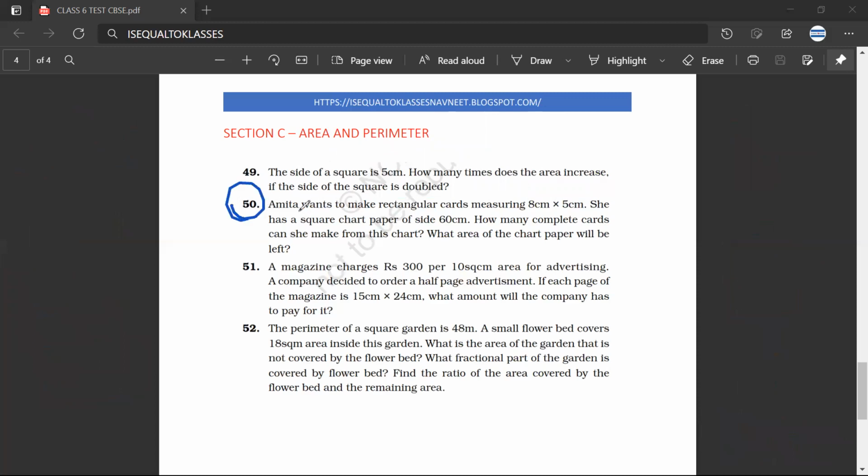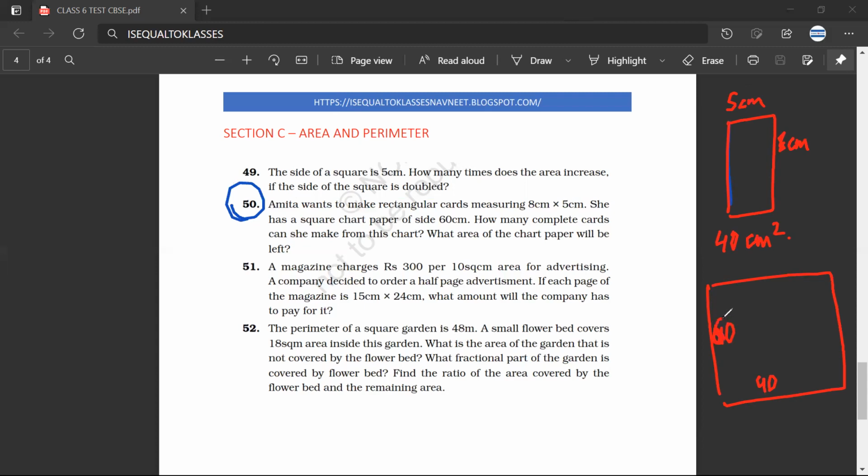Okay. Mr. Sarthak, how do I do 50th question? The dimension of the cards is 8 into 5, so 40 centimeters squared is the area. The area of the square chart paper is 60 into 60, so 3600. Then the number of cards that can be made are 90, and there will be no chart paper left.